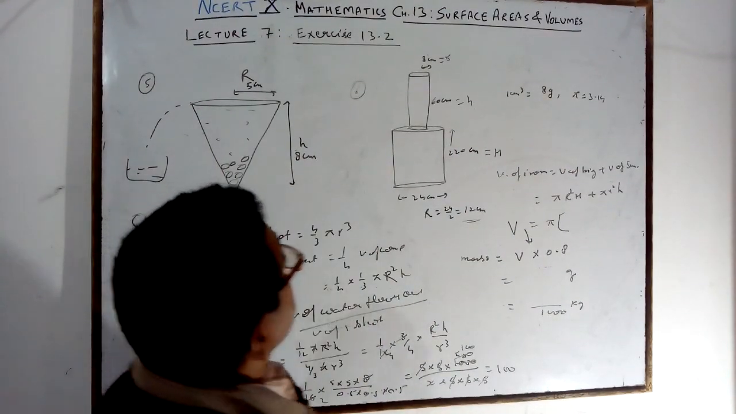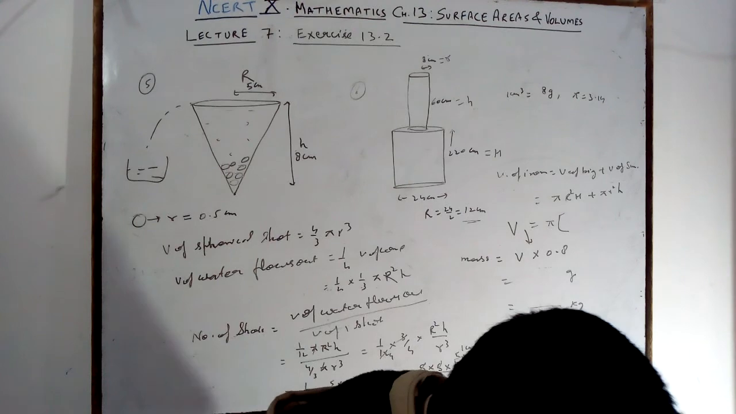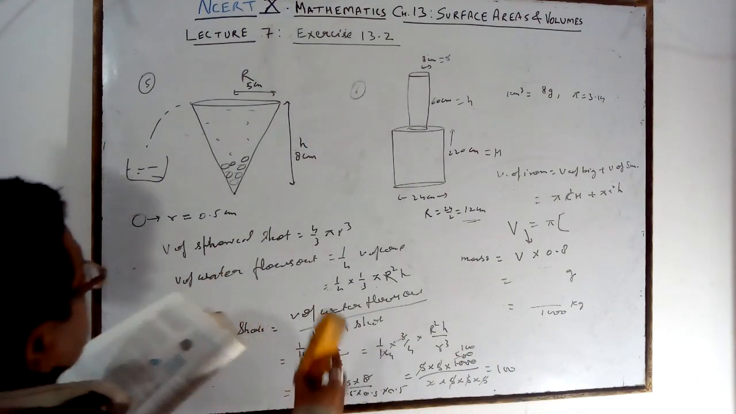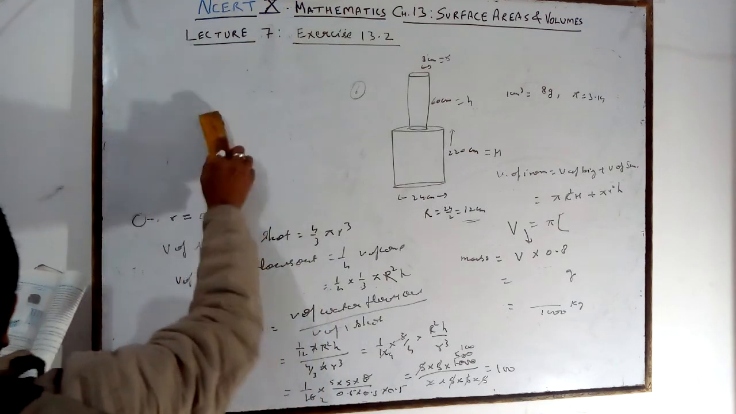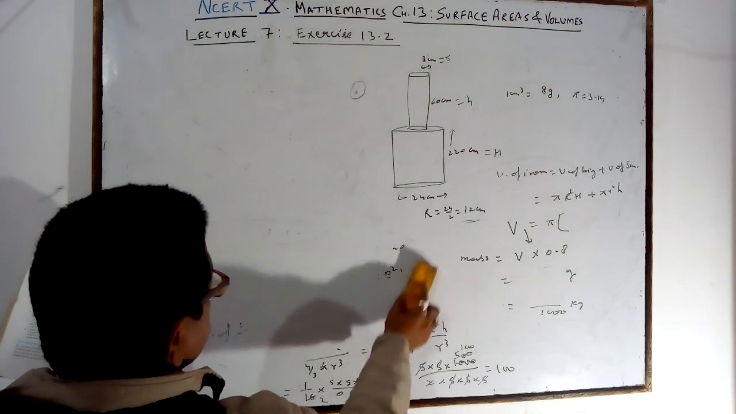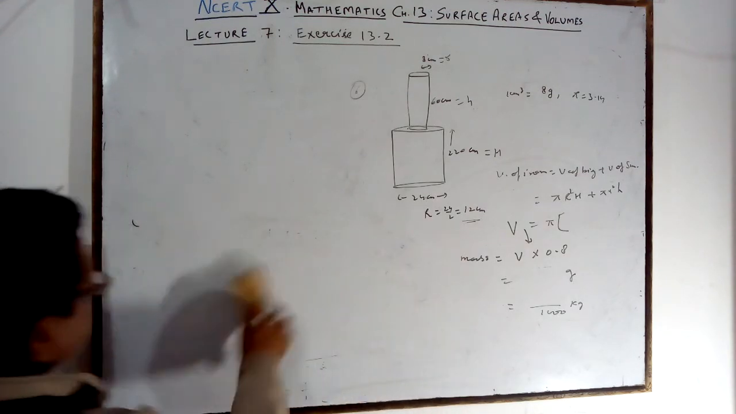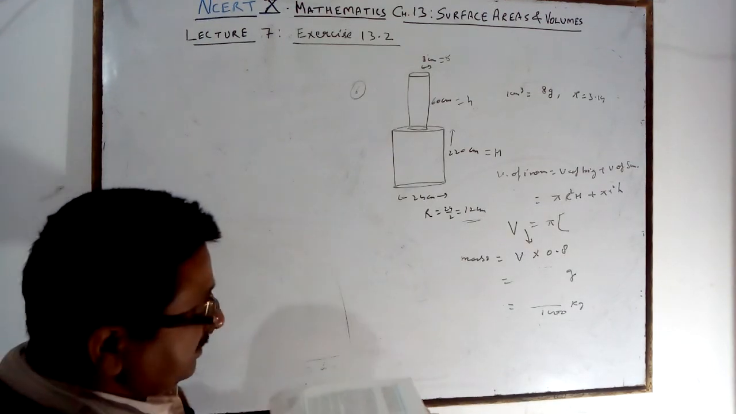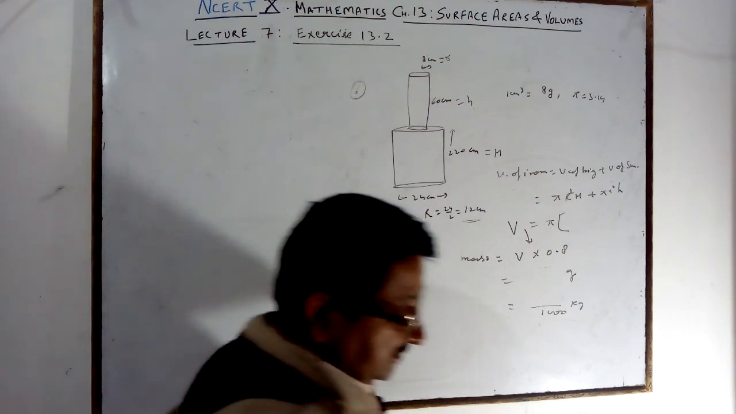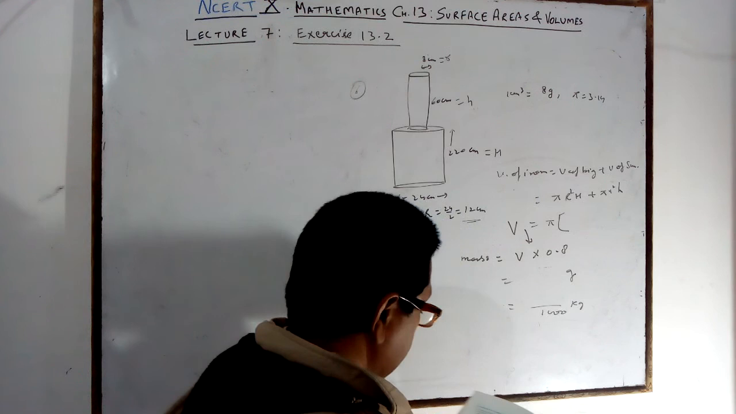So question number 7. What is given in question number 7? A solid consists of a right circular cylinder of height 120 and radius 60 centimeter, standing on a hemisphere of radius 60 centimeter. Question number 7.